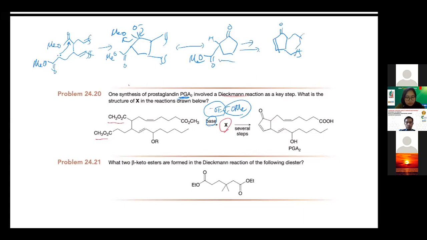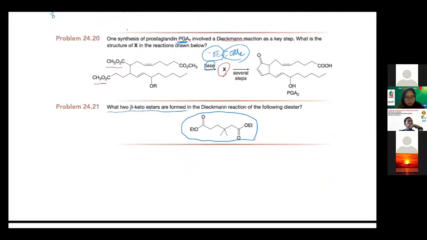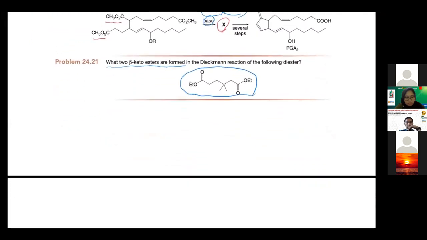Okay, and next, what keto ester will form? When we use this material at the start, the keto ester is formed. So we have to consider what type of keto ester is formed. So I want to reform this structure, OEt and here.